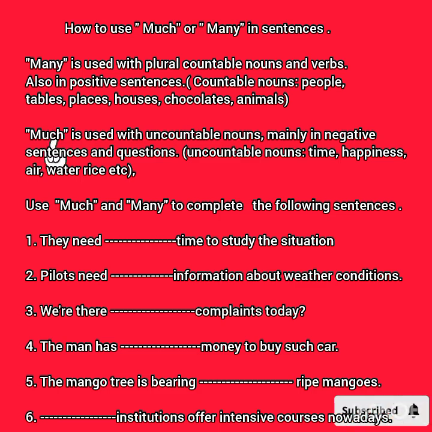Much is often used with uncountable nouns and also mainly in negative sentences and questions. When we talk of uncountable nouns, those are the nouns that one cannot count. For instance, like rice, like water, like emotions. Those ones are what? Uncountable nouns.